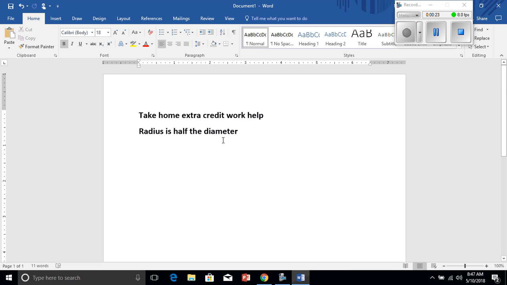Remember, the radius is half of the diameter, okay? Which simply means we're going to find a circle, and the point that is in the center of the circle will make a line from the center to the outer edge of the circle, and that would be the length of our radius. The diameter is the line that goes from one end of the circle through the center of the circle all the way to the other end of the circle.